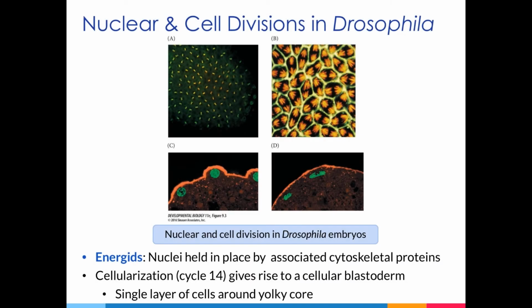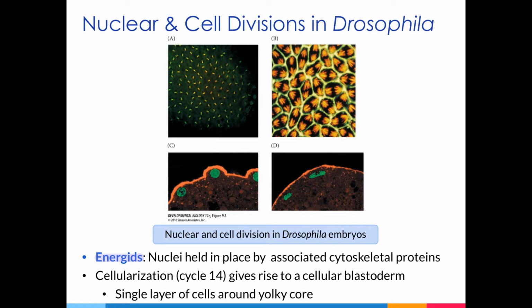Although cell membranes do not surround the nuclei until after the 13th cell division cycle, recall that each nucleus is associated with cytoskeletal proteins, and because of this, the nuclei occupy a defined space. So what you're seeing here are the chromosomes in orange, and in green, that's the actin cytoskeleton. These are not cell membranes. The nuclei, along with the cytoplasmic islands that they occupy, are known as energids.